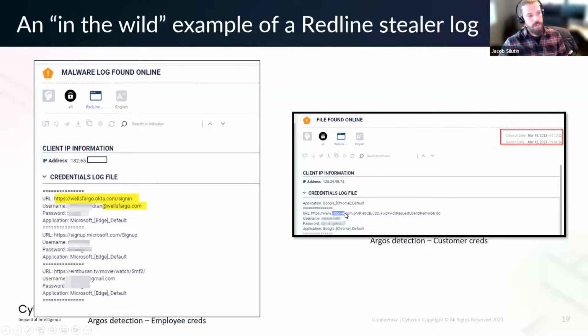And on the right side, we see customer credentials. So in this case, it's a Citibank, and this is the request user ID reminder URL, and they entered the username and password within this URL, which means that it's a customer that's looking for their user ID, and these credentials are again from just yesterday or from 2 days ago.